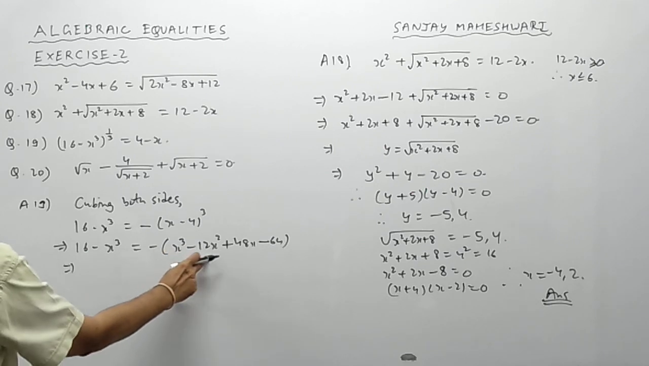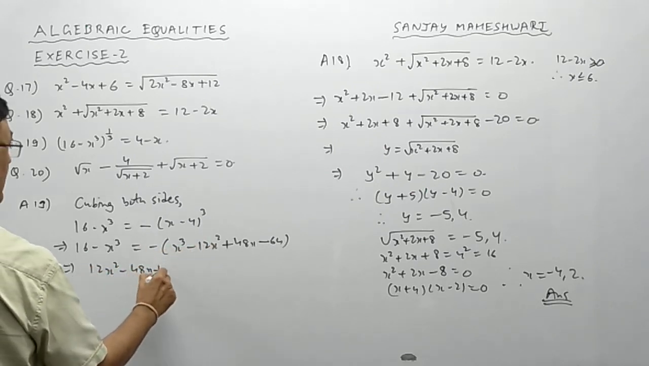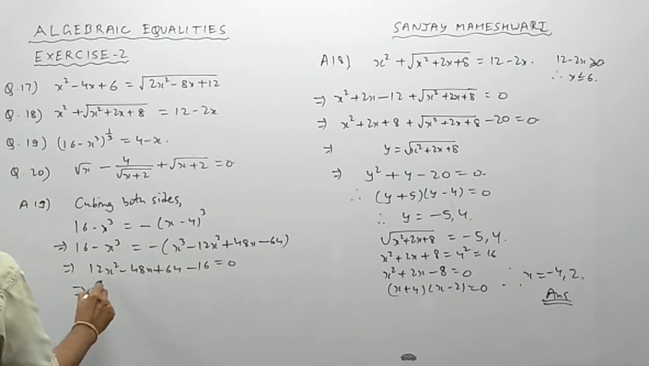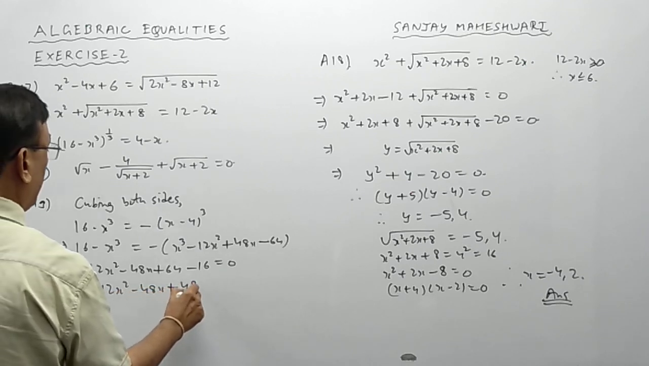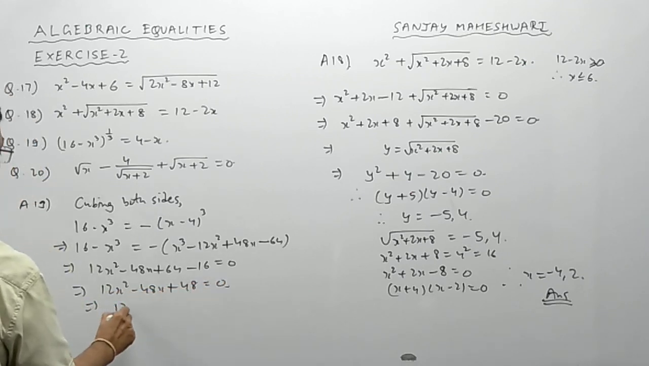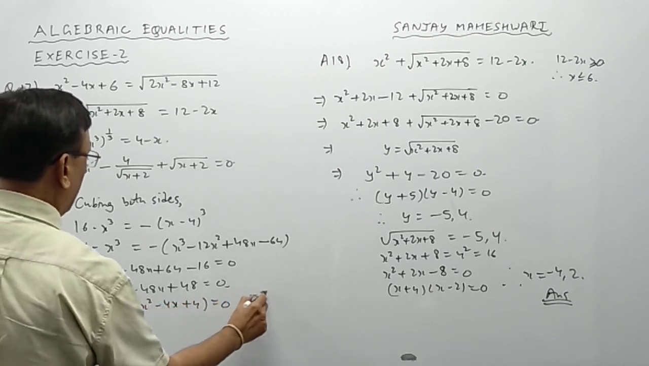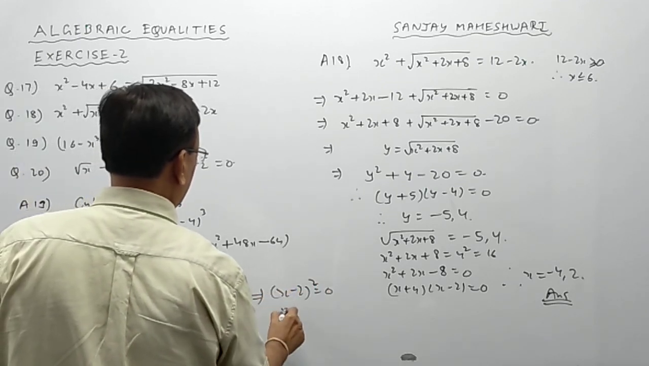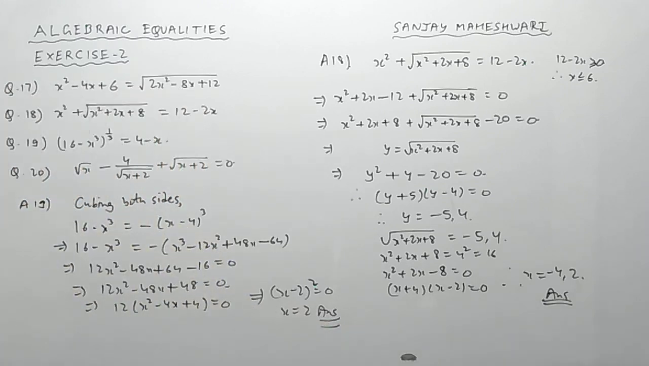So minus x cube gets cancelled out. So we get 12x square minus 48x plus 64, with 16 taken to that side, equal to 0. That is 12x square minus 48x plus 48 is equal to 0. So therefore x square minus 4x plus 4 is equal to 0. That gives us x minus 2 whole square is equal to 0. That is x equal to 2. So x equal to 2 is the correct answer. Next question 20.